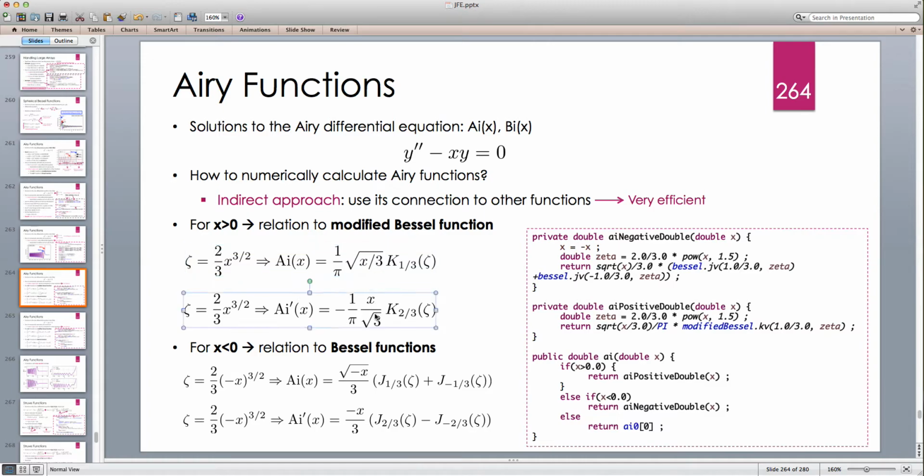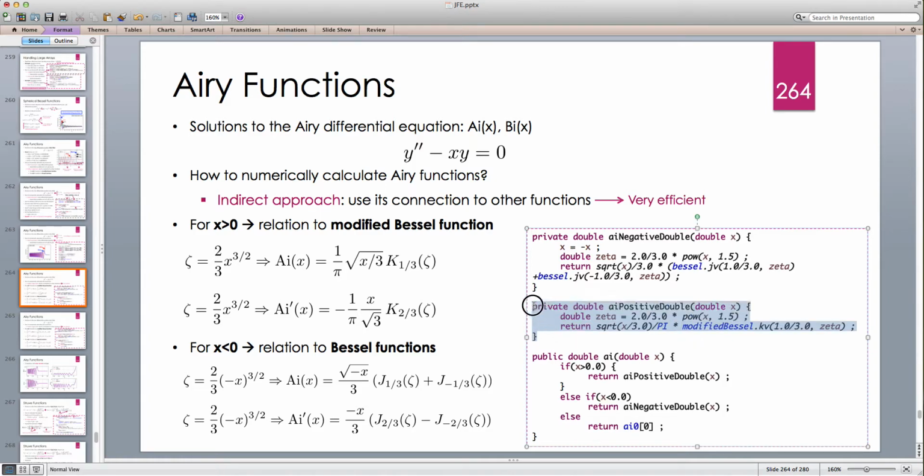So this is a closed form equation. This is exact. This is not an approximation. And we already implemented a very efficient way of calculating K, this modified Bessel function. So here's the code. In the Airy function class, I create two instance variables. One is the Bessel function, the other one is the modified Bessel.